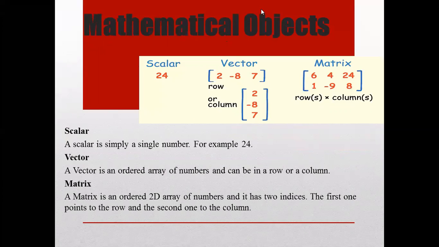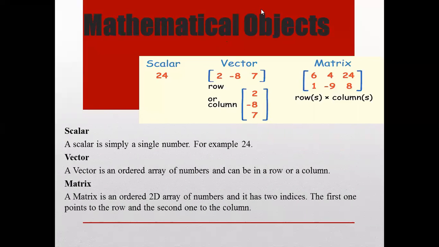You can see the mathematical objects in linear algebra. The first one is the scalar, the second one is the vector, the third one is the matrix. So see the difference between them. A scalar is simply a single number. Any individual number is thought of as a scalar. For example, you can see in this slide, the value 24 is a scalar.